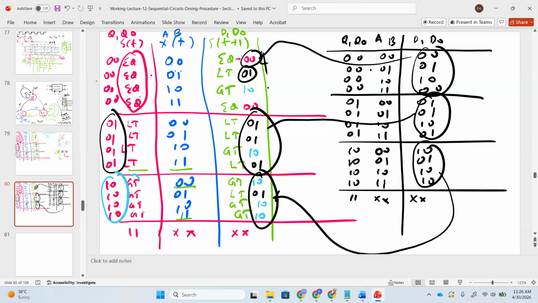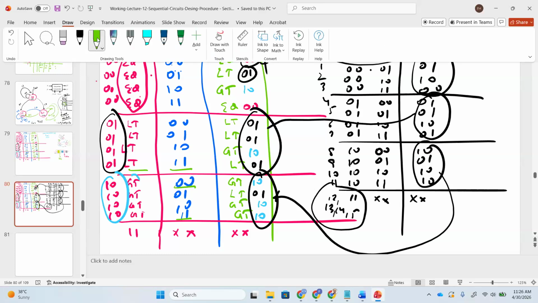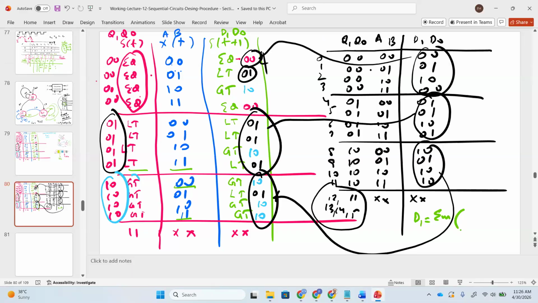Very good. Thank you, because if you're replying to me, it gives me energy. Okay, so look at here. This is actually 0 1 2 3 4 5 6 7 8 9 10 11, and then 12 13 14 and 15, which are don't cares. So how can I find the expression for D1? Can anyone tell me what is the expression for D1? Sigma M of what? Help me, quick. Sigma M of 2, 6, 8, 10, 11, and plus sigma D of what? Help me. 12 to 15.